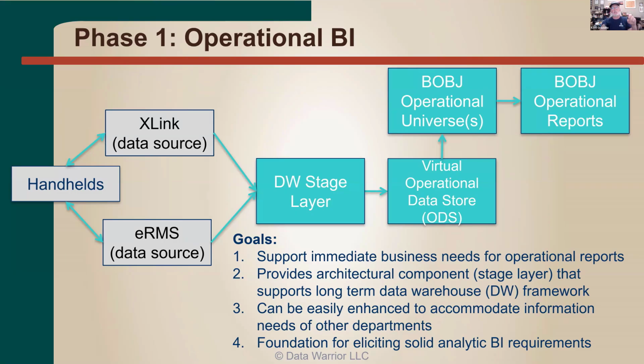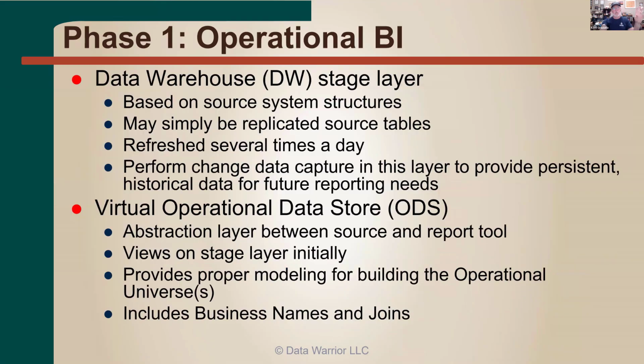They had Business Objects, that's what they were going to use, and they had people who knew Business Objects. So we wanted to get the data to them as quickly as possible. And so we had, like I said, the data warehouse stage layer based on the source system structures like we would normally do. They were being refreshed a couple of times a day, and we were doing change data capture in that layer. So it really was what we'll call a type 2 persistent stage area where the deltas were actually being captured, but the structures were still basically replications of the data from the sources.